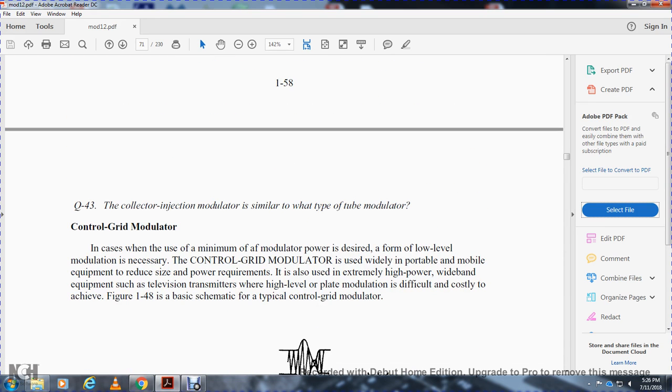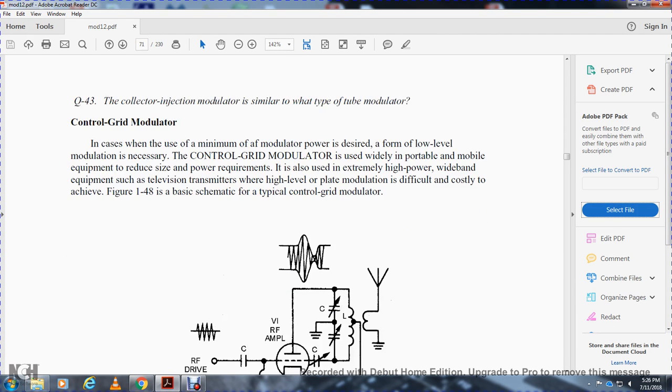Now, the control grid modulator. It is used where a minimum of audio frequency modulator power is desired, in the form of low level modulation. It is necessary for the control grid modulator to be used in widely portable mobile equipment to reduce the size of the power requirements. Usually, with extremely high power wideband equipment such as the television transmitter, high level plate modulation is difficult and costly to achieve. Figure 148 is the basic schematic of a typical control grid modulator.